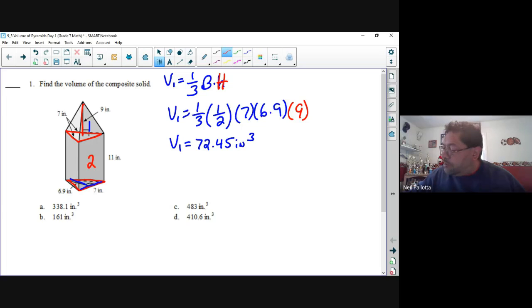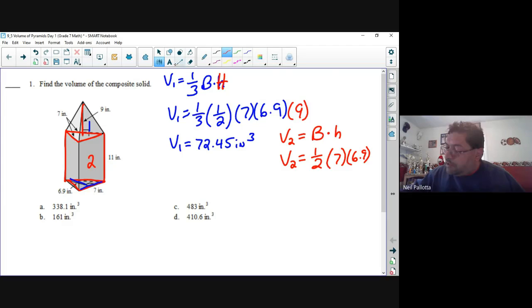And then we look at volume 2. Volume 2 is going to be the prism. Right? It's going to be this figure here. And volume 2, because it's a prism, we use the base area times the height. Well, what's the base area? The base area for volume 2 is a triangle. So we are using 1/2 the base and the height of the triangle. The base of the triangle is 7, height of the triangle is 6.9.